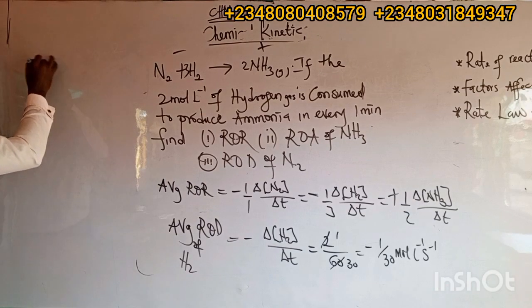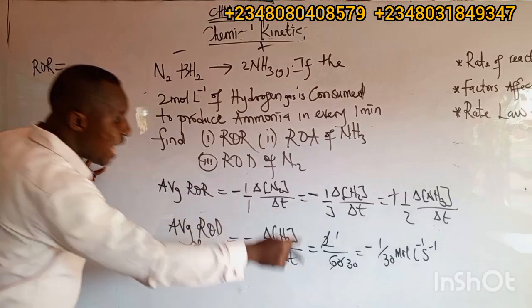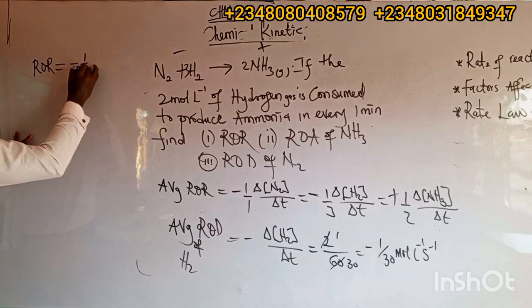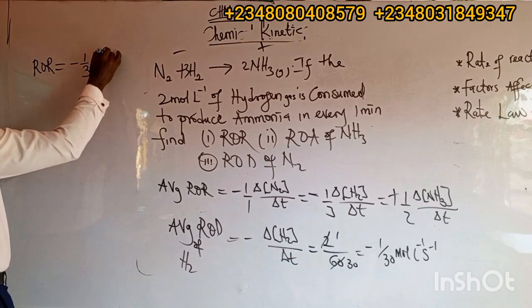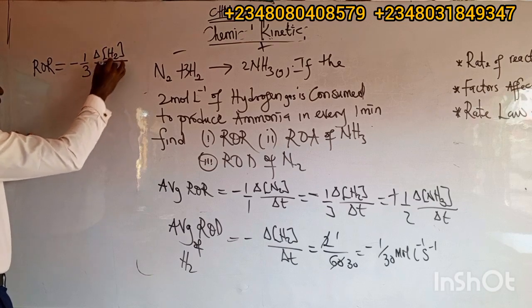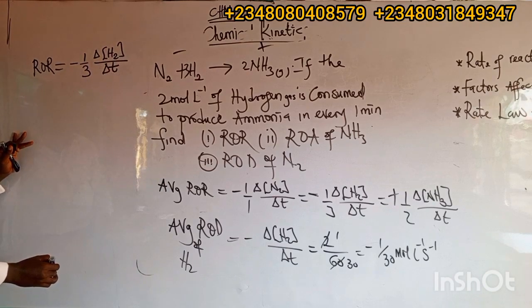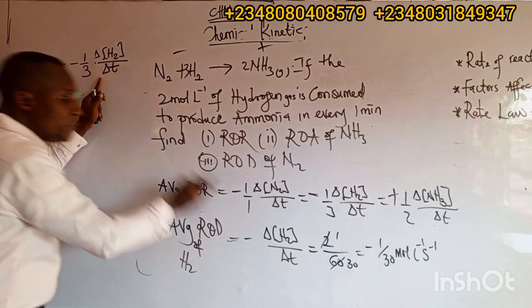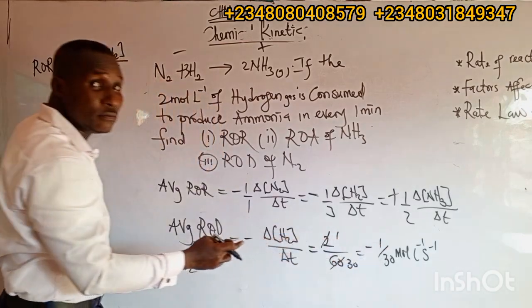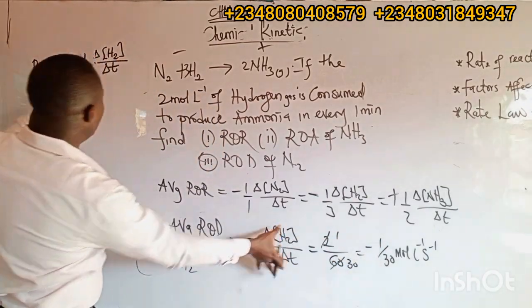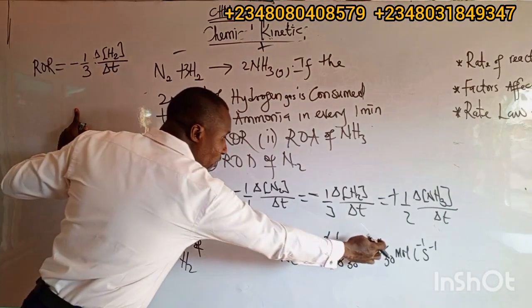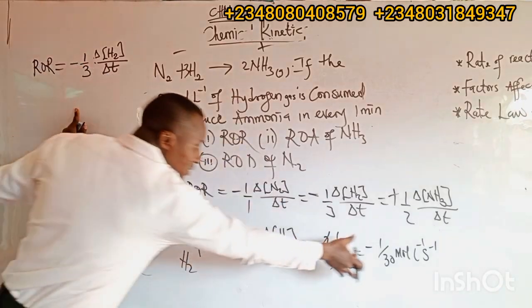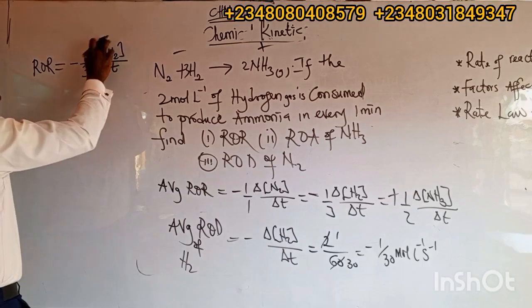Therefore, rate of reaction for hydrogen gas is equal to minus 1/3 change in concentration of hydrogen gas with respect to time. And don't forget, this one only, without the stoichiometric coefficient, has been given as minus 1/30. Can you see? That is the rate of disappearance of hydrogen gas.